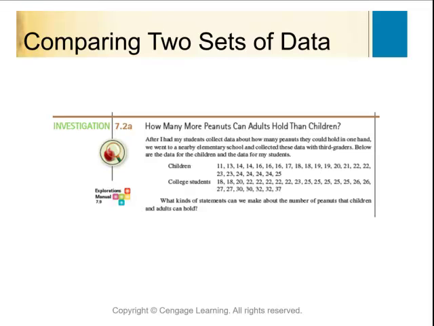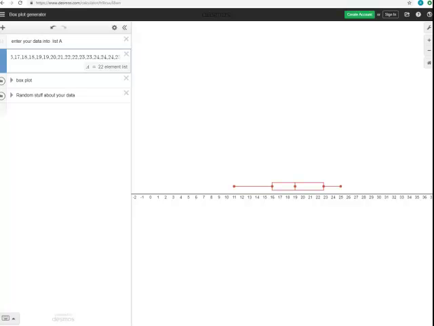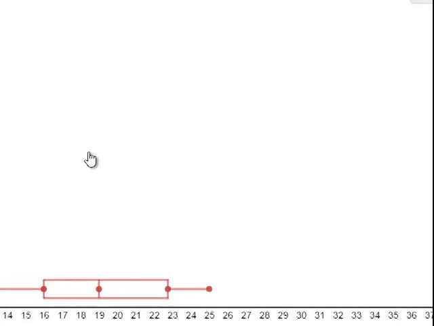Let's look at it, though. I just went to Desmos and looked at their boxplot. You can also look at their scatterplot calculator. Okay, I keyed in the numbers for the children, and there were 22 elements in that list. I just keyed them in. If we go all the way back through here, we can see that I've entered those in, and that's what it looks like.